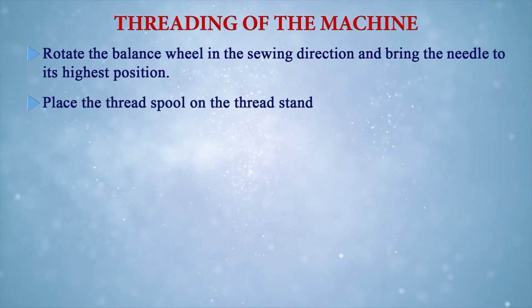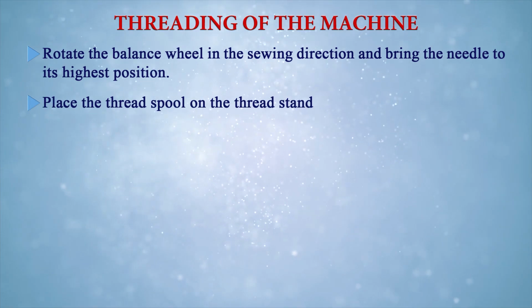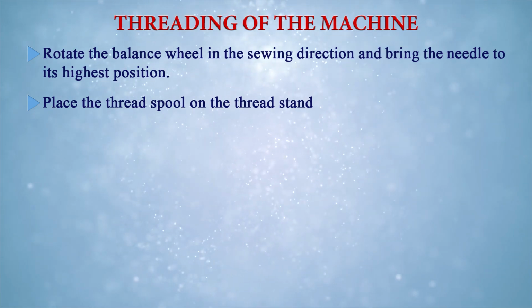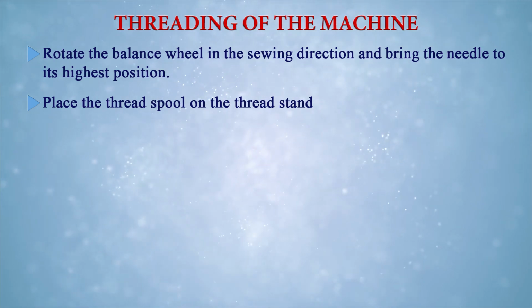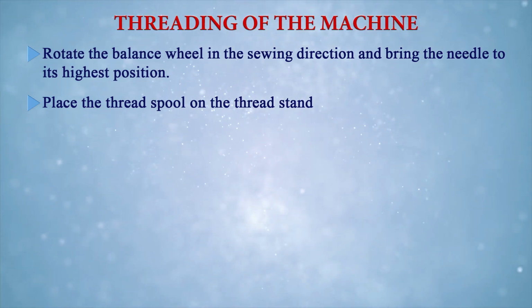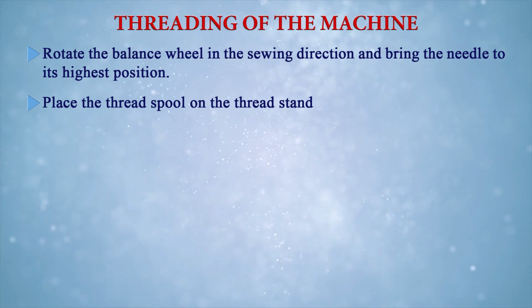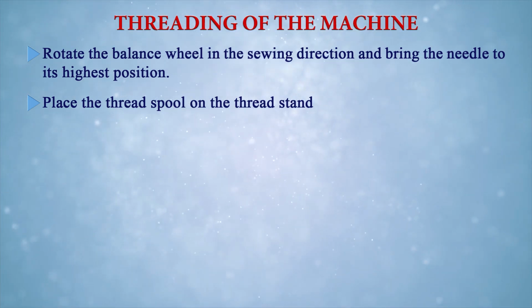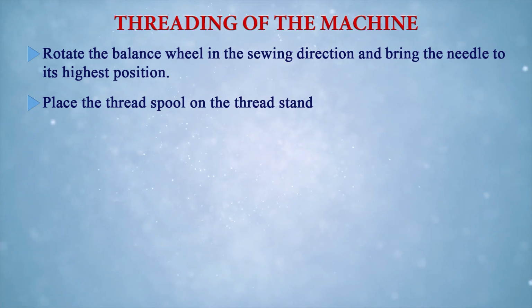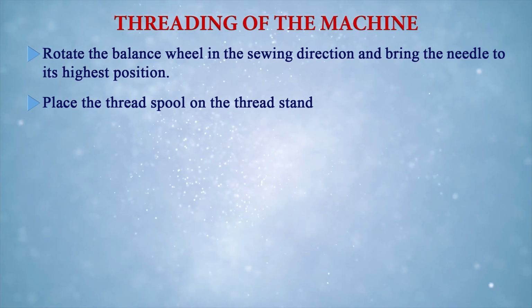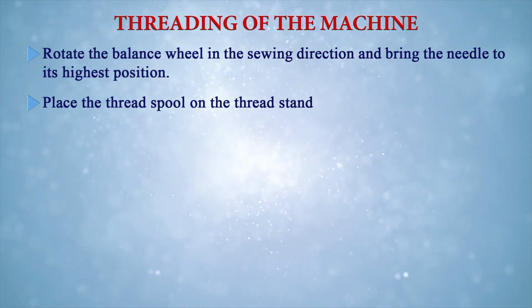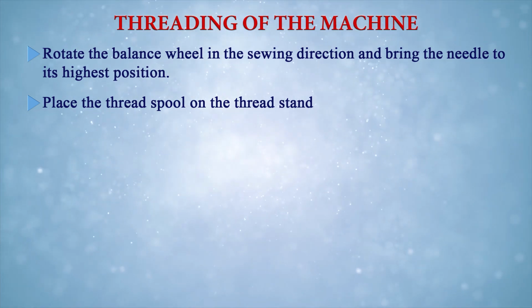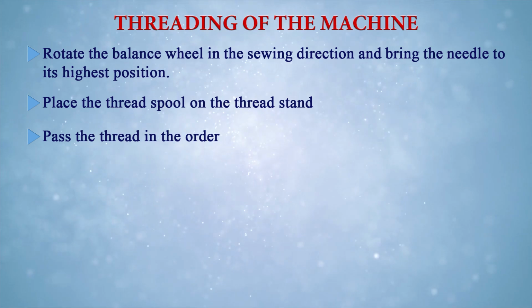Then we place the thread spool on the thread stand. The thread we get in the market is wrapped on a spool, so we set it as a thread spool. When you see a sewing machine, on the right side near the balance wheel, there is one thread stand. So we put the thread spool on the thread stand, then pass the thread in order.